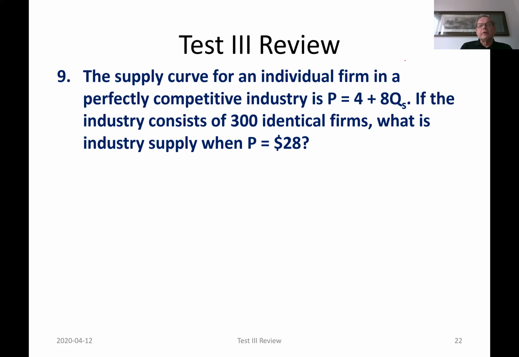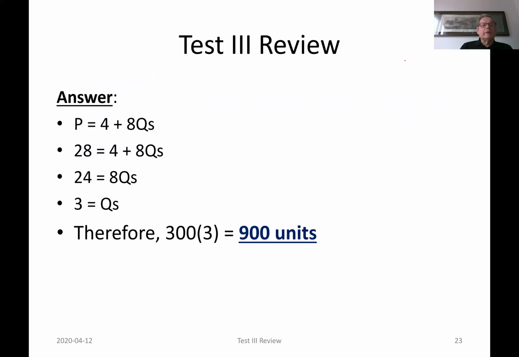For this problem, there are two steps that you must do. Here's the first one and the second one. Substitute the 28 into the equation that was given. You solve for Q. You were told that there are 300 suppliers. You will multiply the 300 by 3, and the total supply would be 900 units.